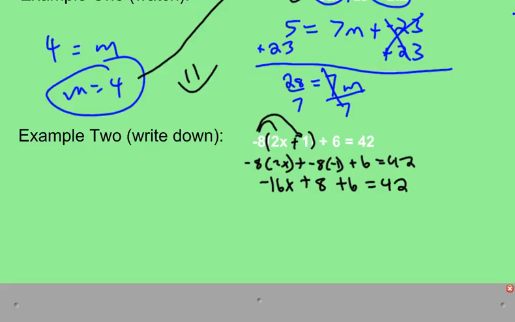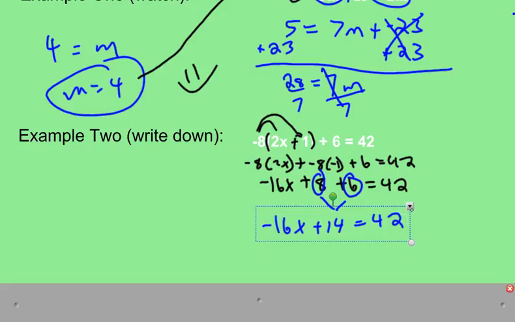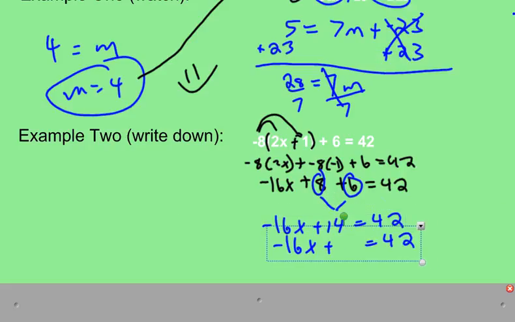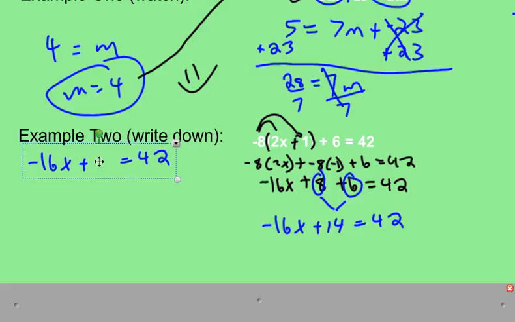Next step, if you recall, is to look for like terms on each side. On the right side there is only one term, so there's nothing alike, but on the left side, this positive 8 and this positive 6 are alike. So let's combine those. That makes 14. So we have negative 16x plus 14 equals 42. That right there is a 2-step equation now, so we can go to those 2-step equation steps and keep going with that.